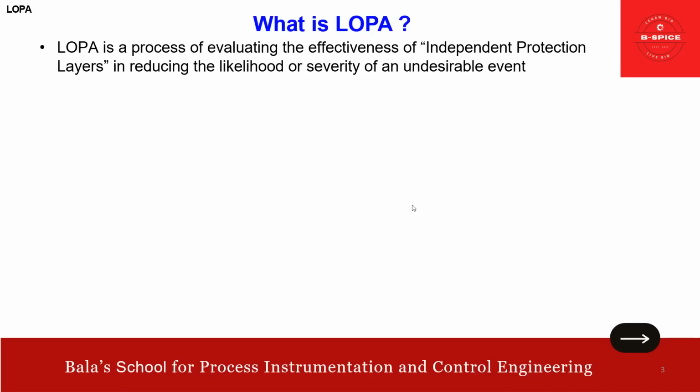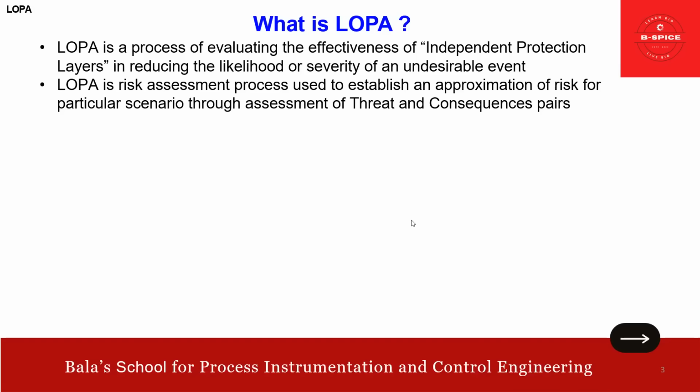Okay, friends. So what is LOPA? LOPA is a process of evaluating the effectiveness of independent protection layers in reducing the likelihood or severity of an undesirable event. Very simple, isn't it? Alternatively, we can call it a risk assessment process used to establish an approximation of risk for a particular scenario through assessment of threat and consequence pairs. So this is a little bit of definition.